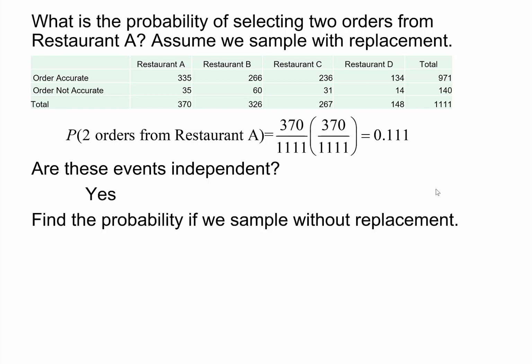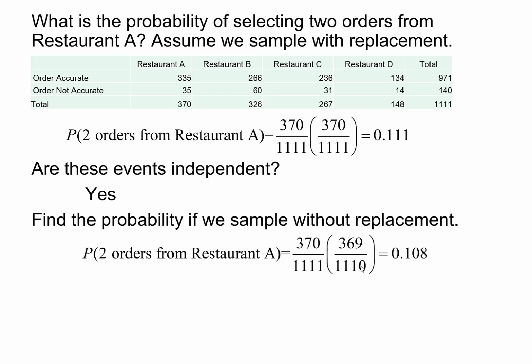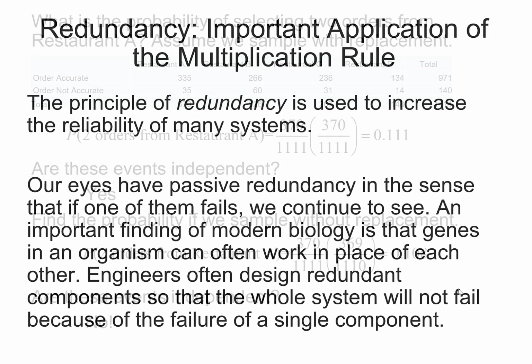Now, what if we do without replacement? So the first choice is going to be 370 over 1,111. We're not going to put that order back. We're also going to assume it came from restaurant A. So the second probability is going to be 369 over 1,110. And if we multiply and simplify, we get 0.108. Are these events independent? No, because you notice on the second probability, it has changed because we sampled without replacement. We didn't put the first order back, and we assumed it came from restaurant A, so the second probability changed.